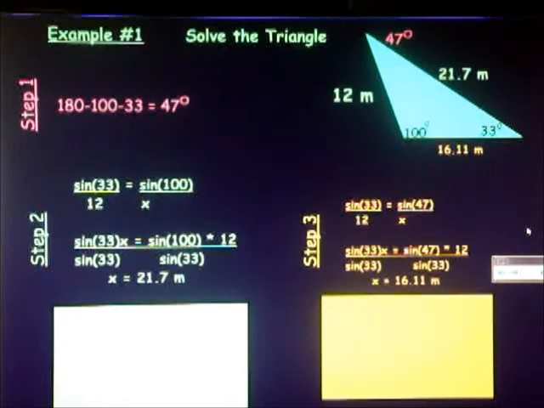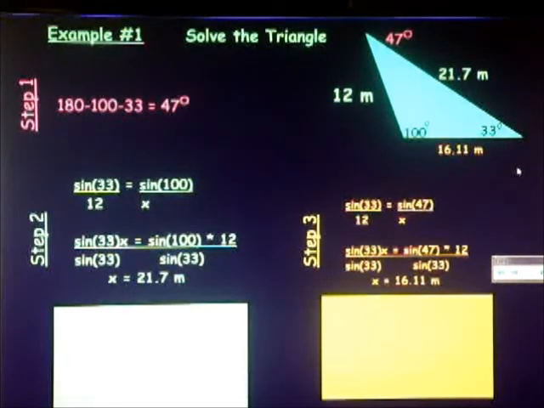Now we want to pause for a second and make sure our answer makes sense. What I mean is the longest side is opposite the largest angle. The next longest side should be opposite the next largest angle. And then the smallest side should be opposite the smallest angle.